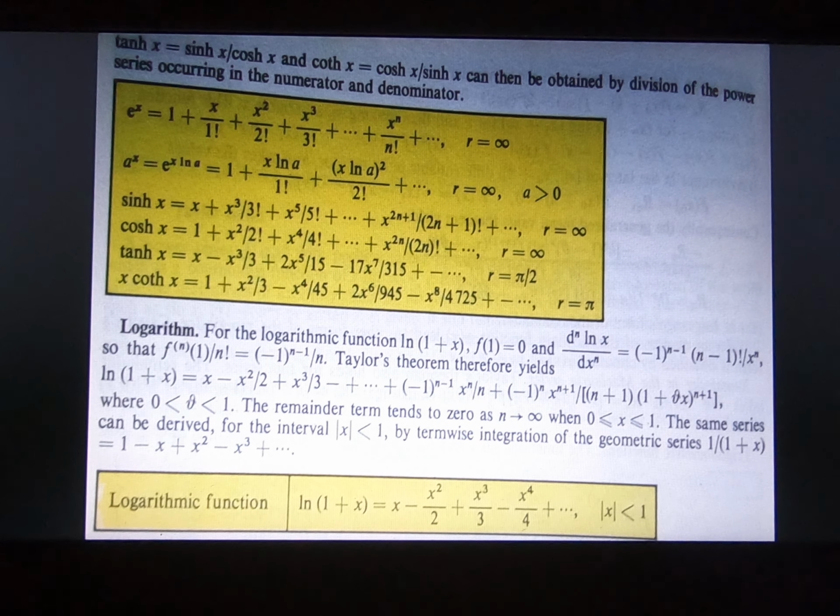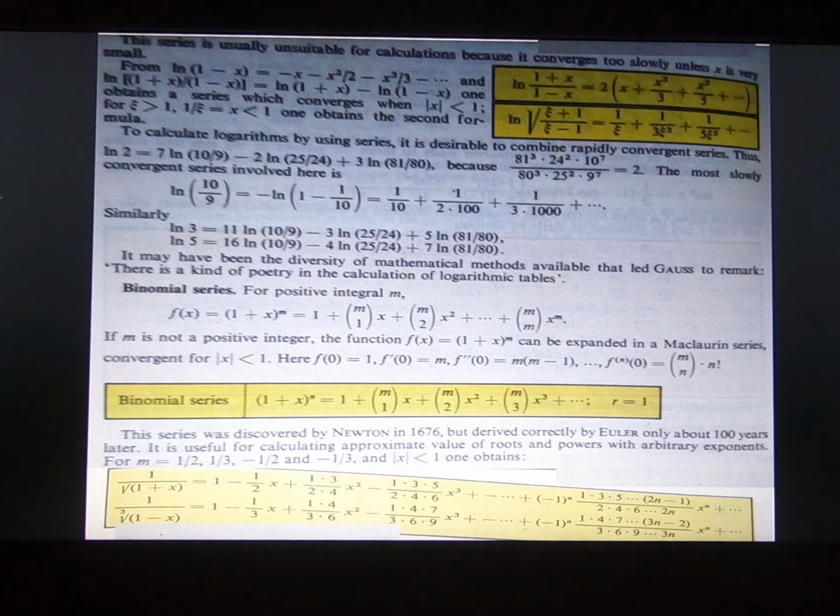For logarithm, you can see that differentiating the logarithm function is like this, and so you can get the Taylor expansion. These are some other examples of logarithm function. And if you use 1 plus theta equal to x, you get another Taylor expansion for a different function.